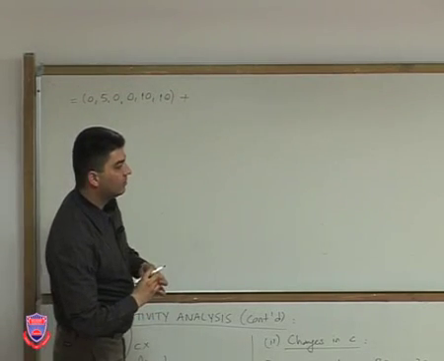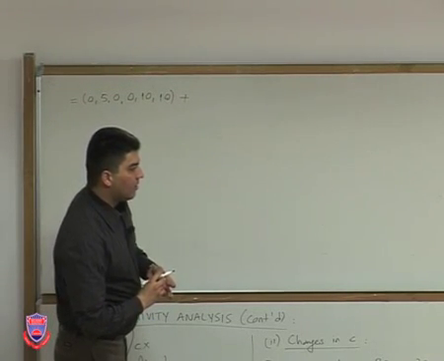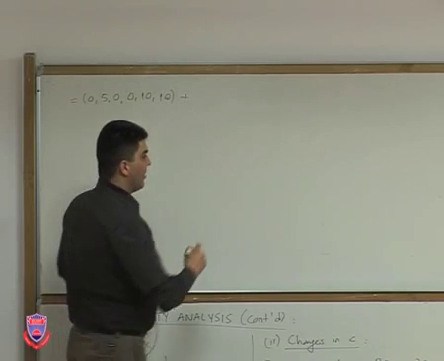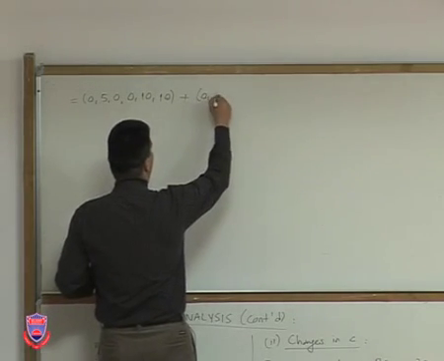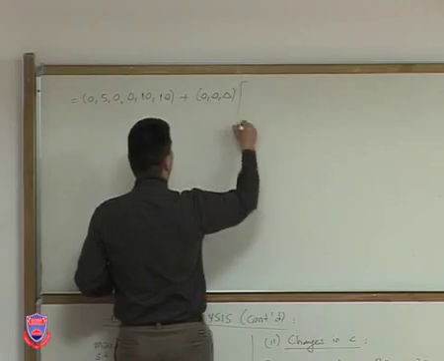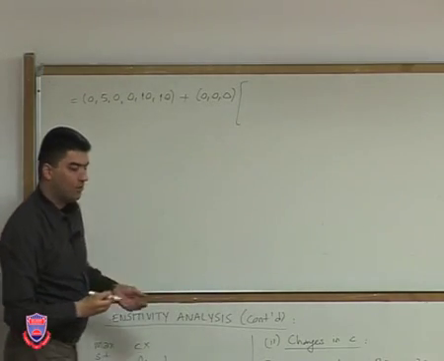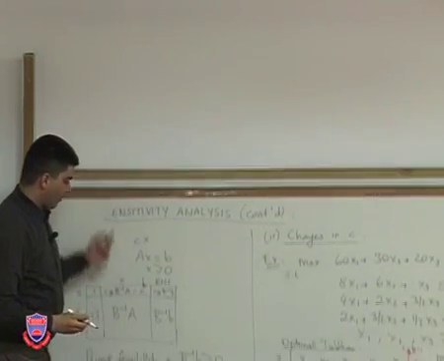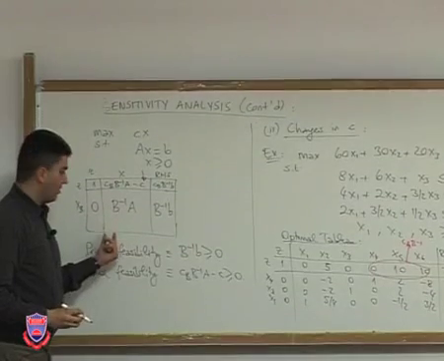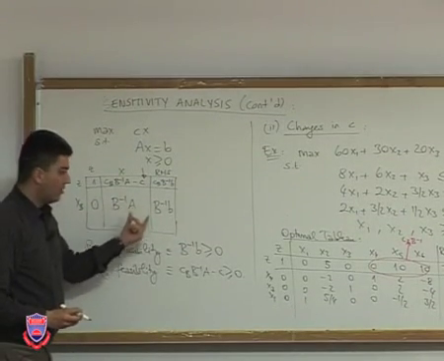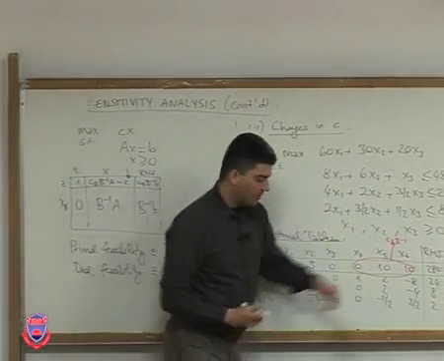Plus, what do I have? So 0, 0, delta multiplied by B inverse A. So what is B inverse A? Well, if you look at the tableau, this is B inverse A, basically, right? So I'll just copy everything from here as my B inverse A.